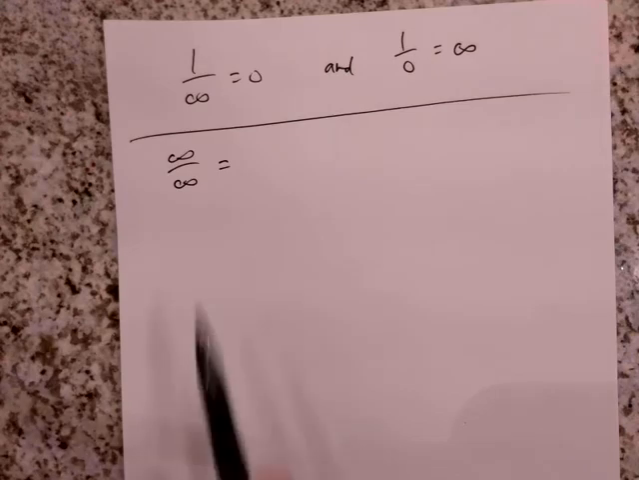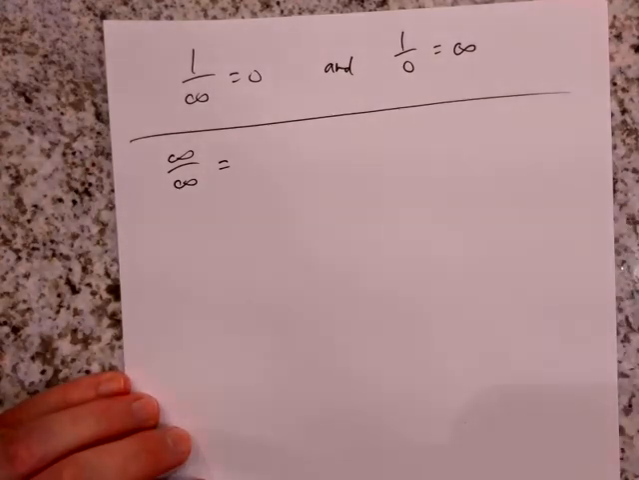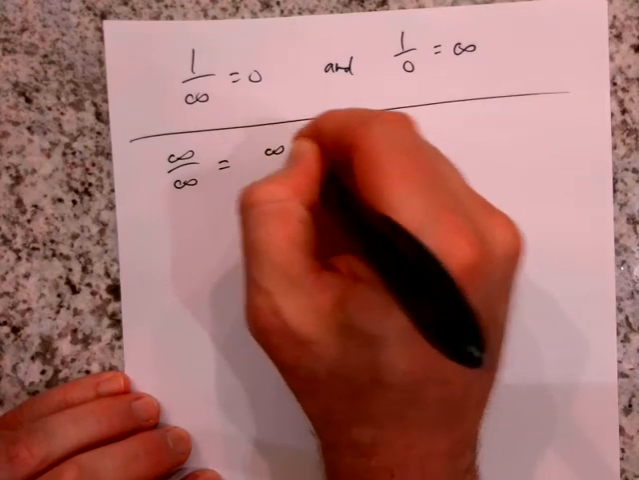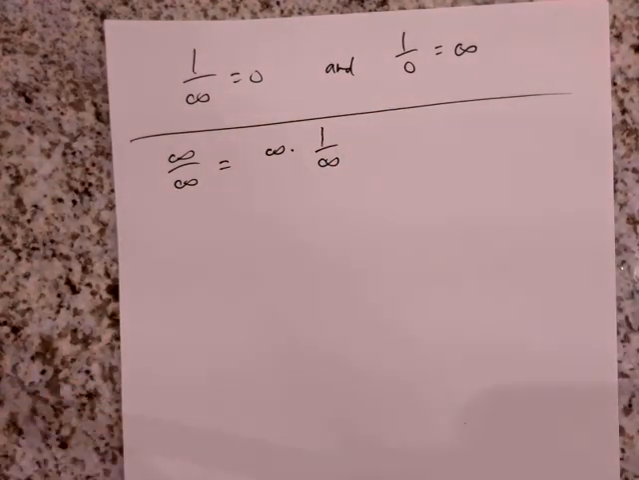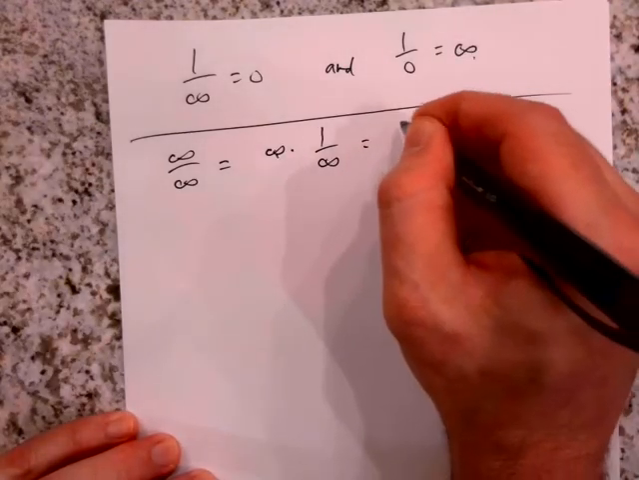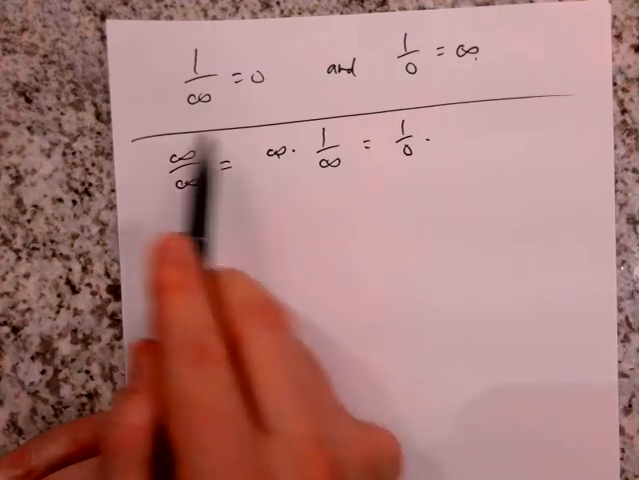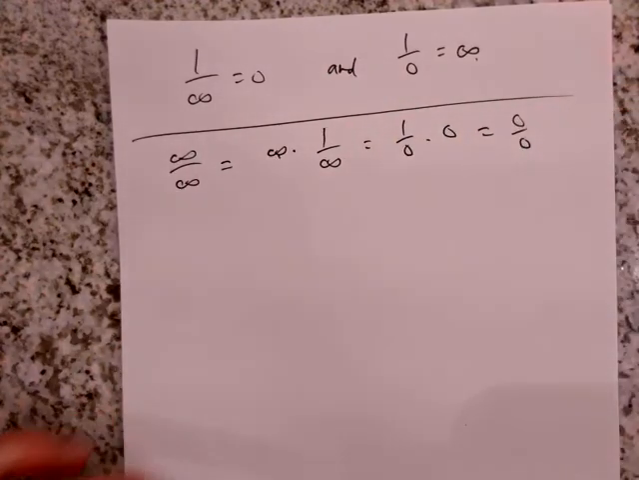Well, if you think of infinity over infinity as being, let's see, how can we express this? As being infinity times 1 over infinity, right? And then infinity equals 1 over 0. 1 over infinity equals 0. This gives you 0 over 0, which is indeterminate.